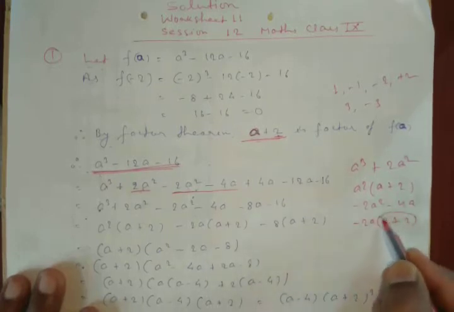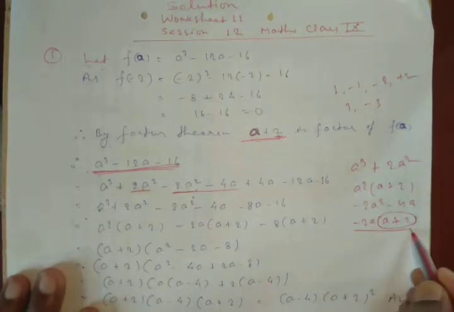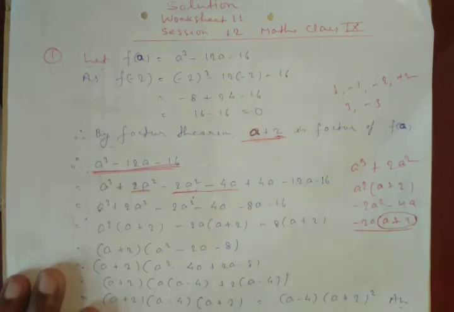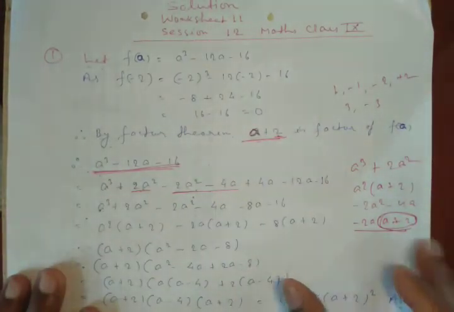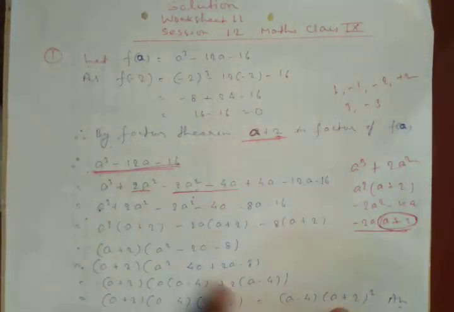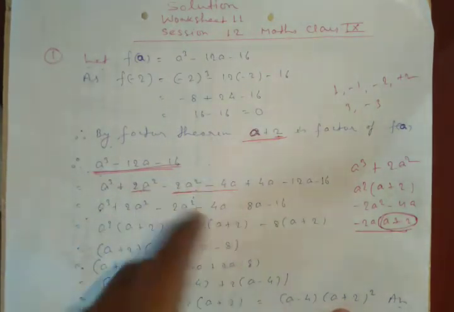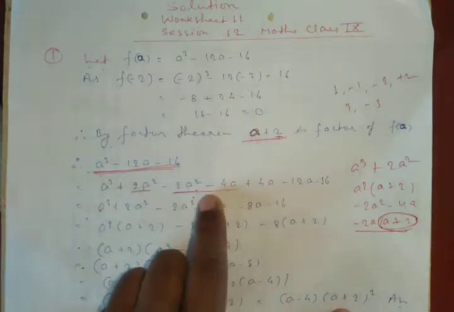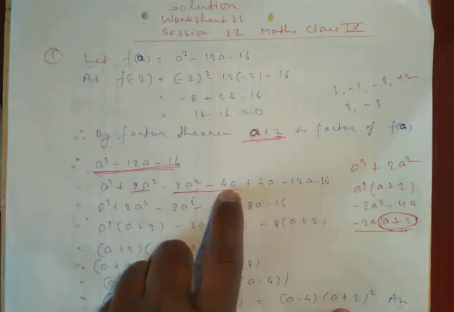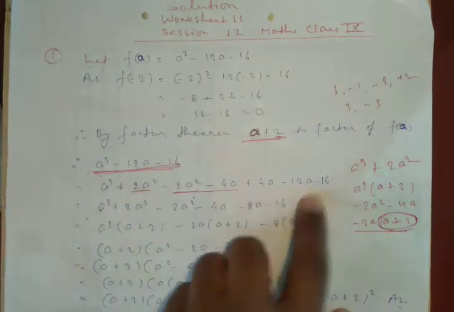We need a plus 2 in every term, and we keep in mind that we have to write every term like this so that we can take a plus 2 as common, and it will work because a plus 2 is the factor. So you will get this kind of expression by arranging. Then minus 2a square minus 4a, because here this is minus 12a, so I have written this as minus 4a, and also plus 4a, because I have subtracted, so here I have also added. And this minus 12a and this minus 16.